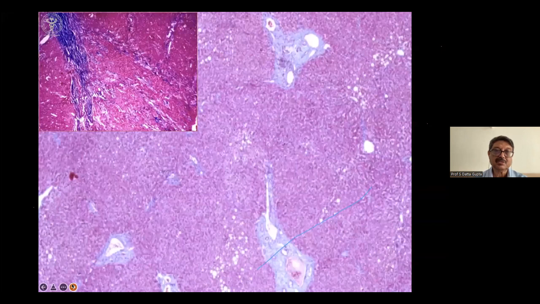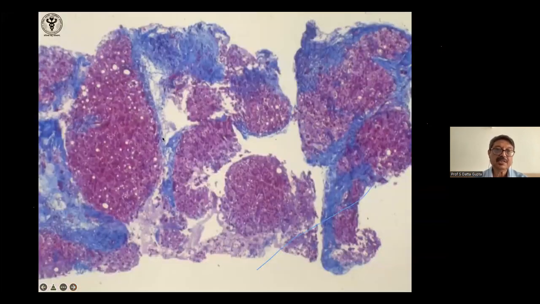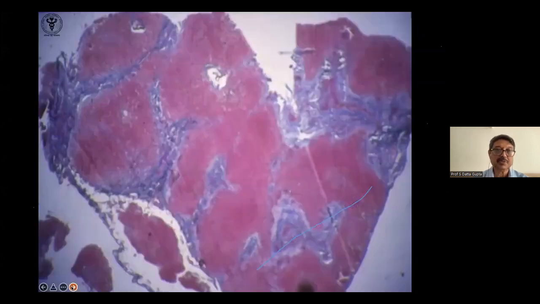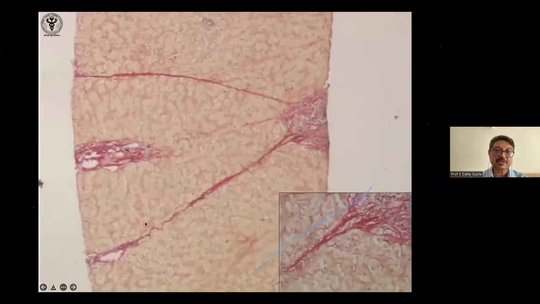The Masson's trichrome is not as helpful. The Masson's trichrome tells you collagen. It helps in identifying cirrhosis. Cirrhosis with rounded nodules is mainly because of hepatitis, post-hepatitis. Cirrhosis with these geographic nodules is because of metabolic liver disease or because of biliary obstruction.